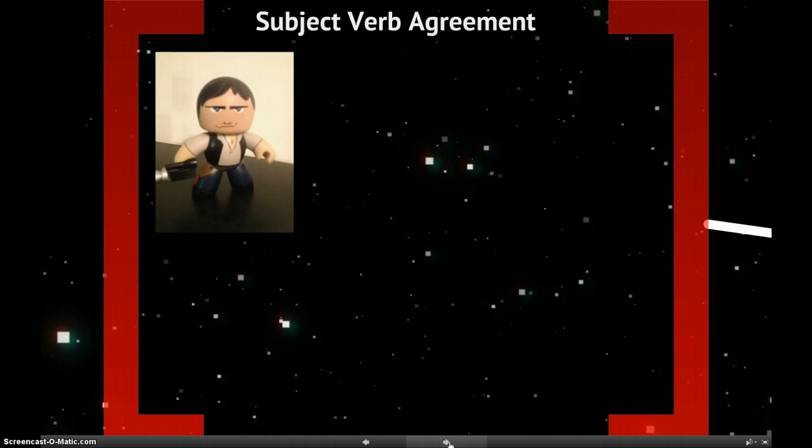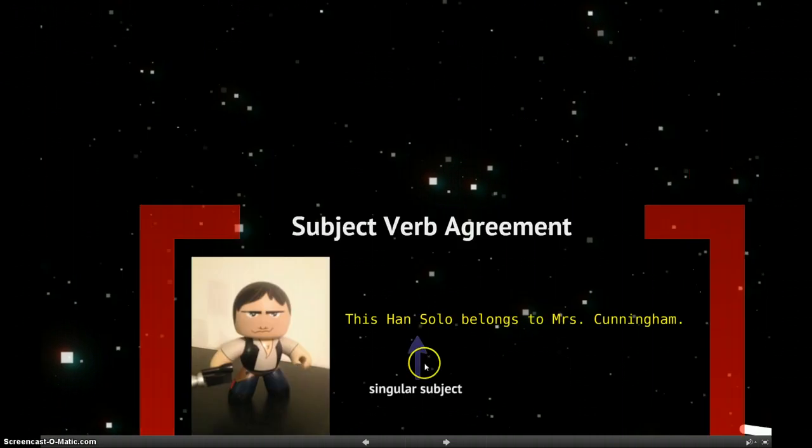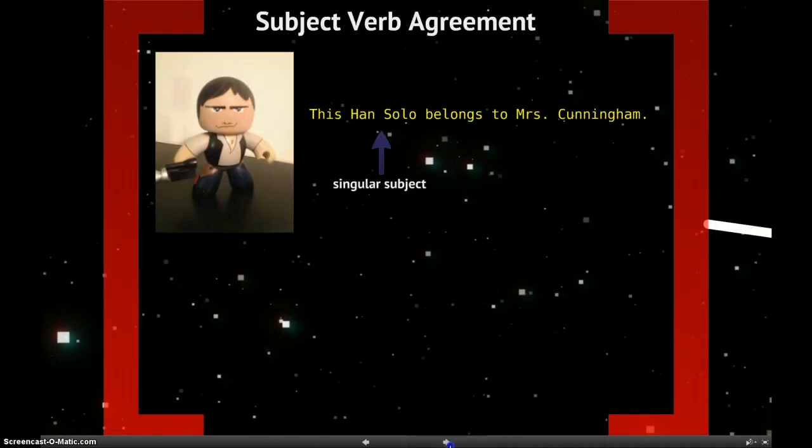So first, here's my little Han Solo figure. This Han Solo belongs to Mrs. Cunningham. So you can see in this, we have a singular subject, and we need a singular verb to go along with it. So belongs is our singular verb. So that's all that subject-verb agreement means, is that your subject, if it's singular, has to agree with your verb. It also has to be singular.